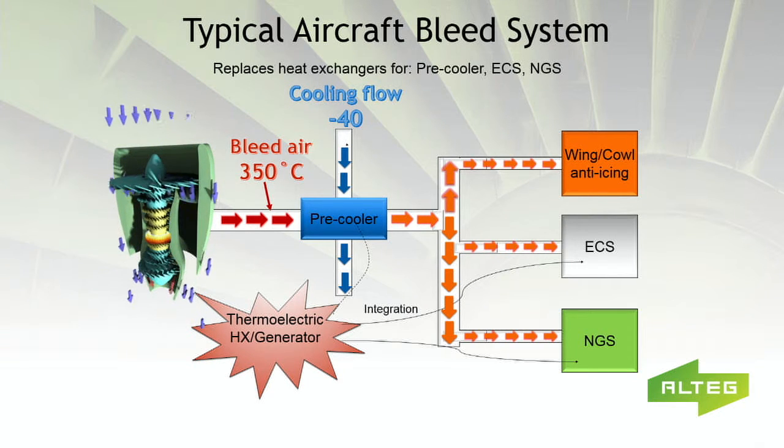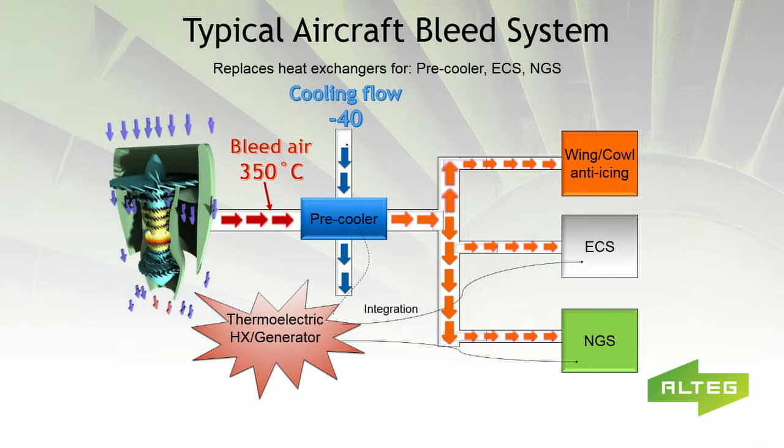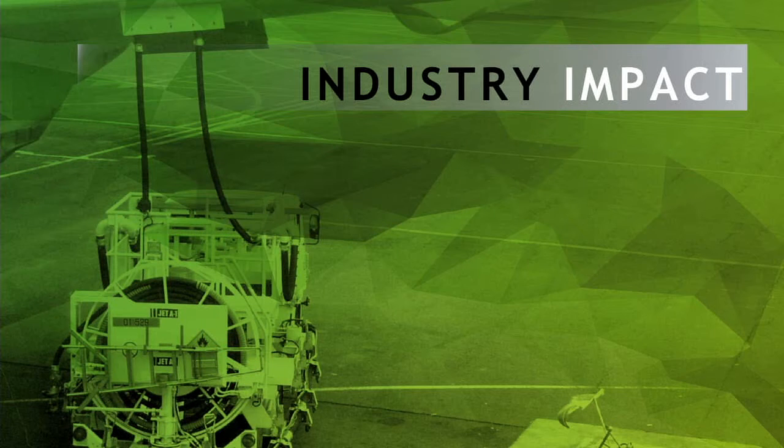Air goes in at 350 degrees, they blow cold air across it, cooler air comes out the other side. Right there is where our opportunity is to generate additional electricity.